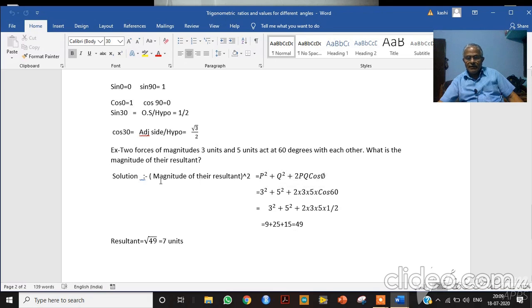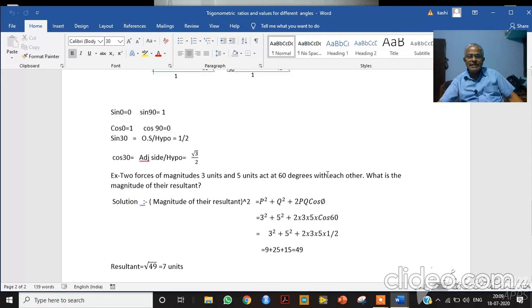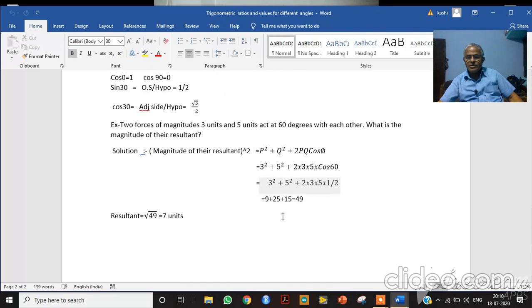We are taking the magnitude of their resultant and finding the square first. That equals P square plus Q square plus 2PQ cos theta. So P is 3 square, Q is 5 square, 2 into 3 into 5 into cos 60. You have to know cos 60 here. Observe from this triangle, cos means adjacent side by hypotenuse, so 1 by 2. So you will get 9 plus 25 plus 15, so 49. It is the square. So the resultant is root 49, 7 units.